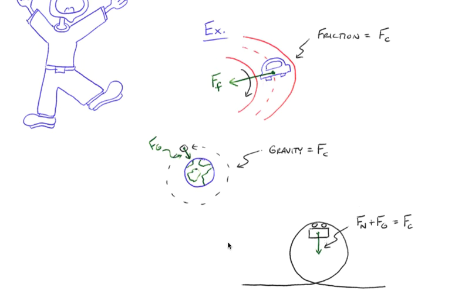But centripetal force is quite simply a net force, either a singular force or a combination of forces, a net force that acts towards the center of a circular path. If you have an object traveling in a circle, there must be a centripetal force. If it's not traveling in a circular path, it does not have that circular motion.